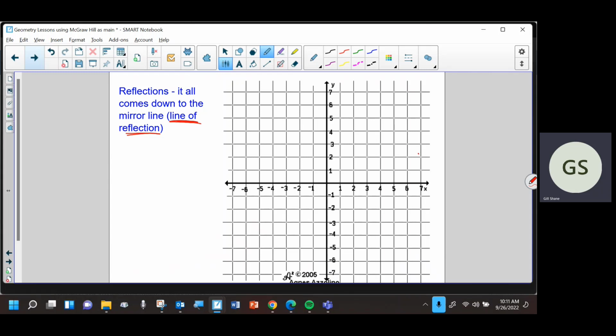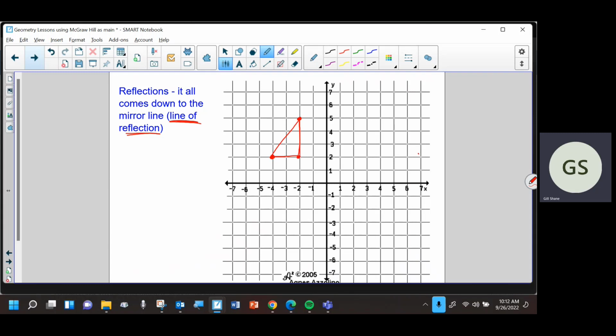So I'm going to show you how to do this really quickly, and then you're going to maybe practice this today, or you'll go straight into the little district assessment thing. So, one line of reflection. Let's say we have a figure. We'll start with a pretty easy one. There's your triangle.